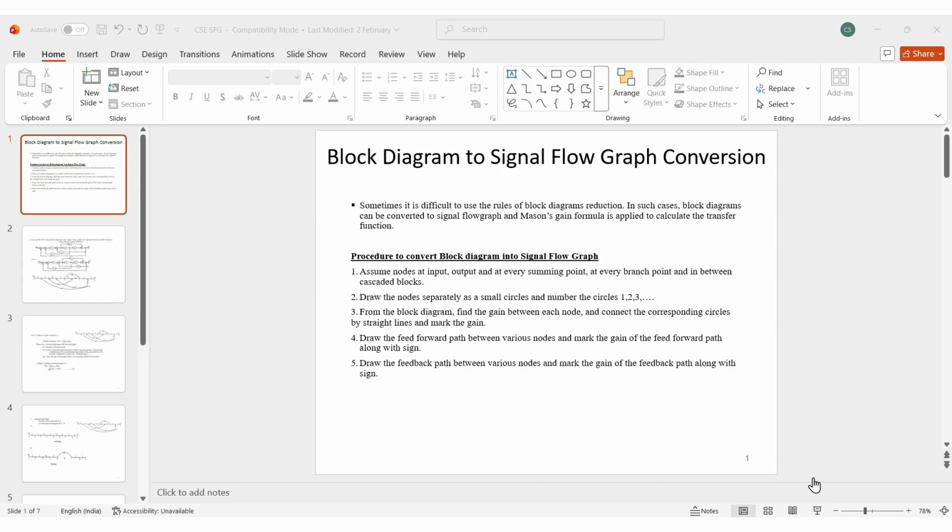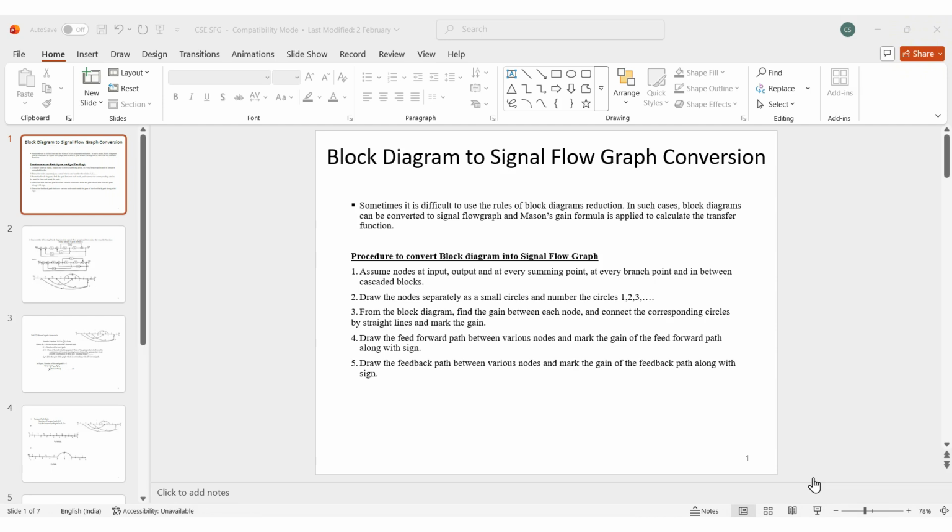The first step is, in the block diagram, we have the input, output, the summing points, and branch points. We are going to represent the input, output, all the summing points and the branch points in the form of nodes. Usually the nodes are represented as small circles and they are numbered 1, 2, 3, etc. So after identifying all the summing points and branch points, we represent all of those as nodes and number them. Those are the first two steps.